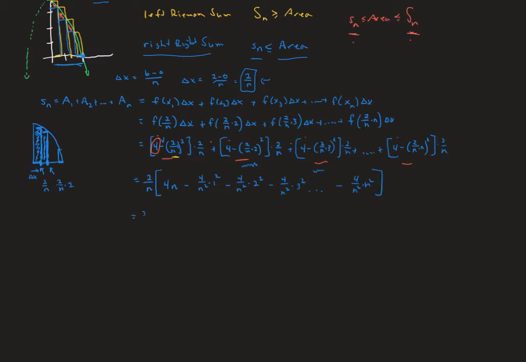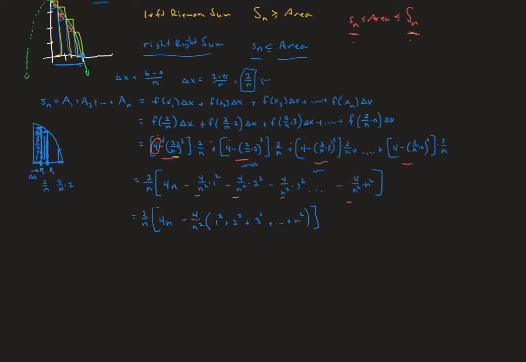So now we've got 2 over n times the 4n sitting there. Now, all of these terms here have a common factor of minus 4 over n squared. So I'm going to go minus 4 over n squared times, and what's left is 1 squared plus 2 squared plus 3 squared plus dot dot dot out to n squared. Close the parentheses, close the bracket. Okay, now we're making progress.